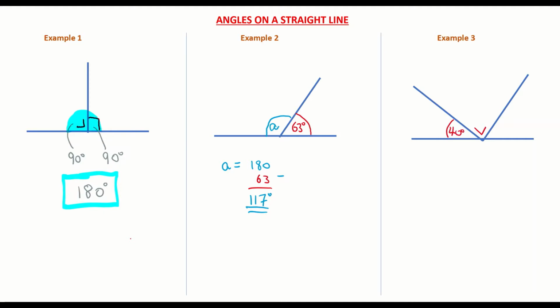And I'm asking you now to find the size of the angle X. I'm going to use an X this time. And we want to find the size of that angle X. Now, remember again that all angles on that line must add up to 180 degrees.